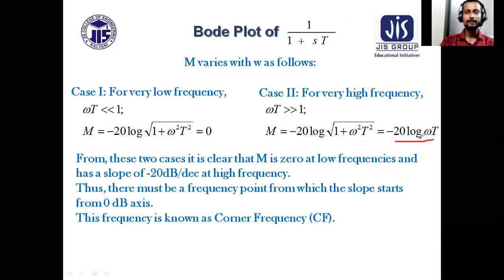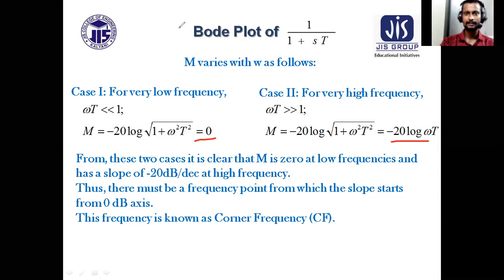Okay, what does this equation signify? This is very important. The conclusions of these two cases are very important for getting the Bode plot of the 1 by 1 plus sT term. From these two cases, it is clear that M is 0 at very low frequencies and has a slope of minus 20 dB per decade at very high frequency. Why is this so? Magnitude is 0 at very low frequency, this is clear to everyone. Now it has minus 20 dB per decade slope at very high frequency. How could we write that? That will come later, in the next slide we'll discuss that.